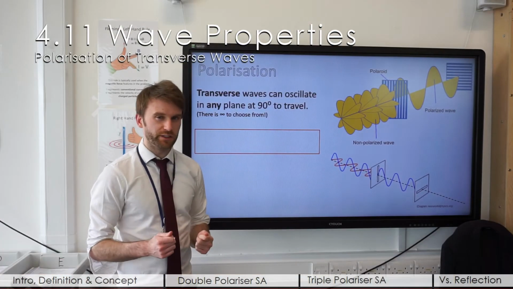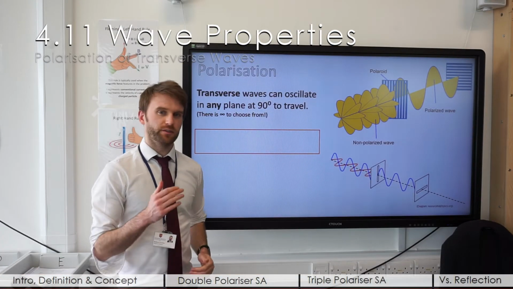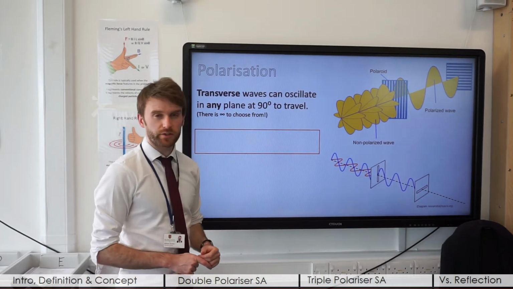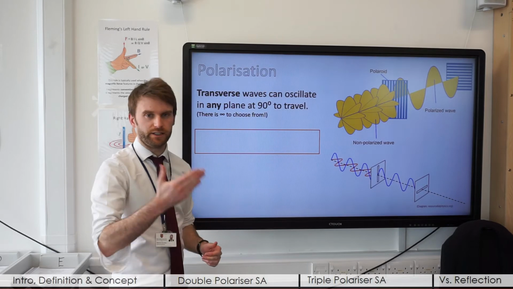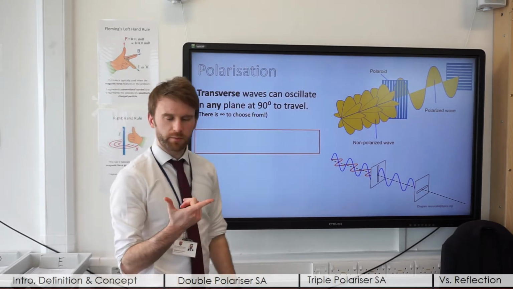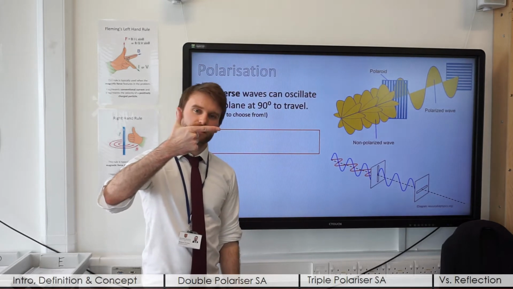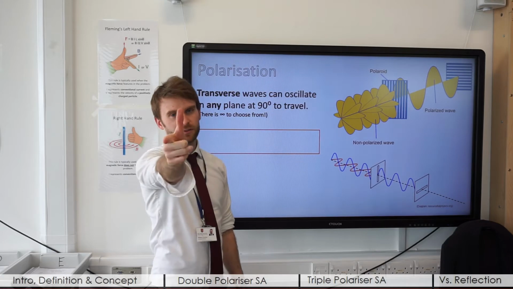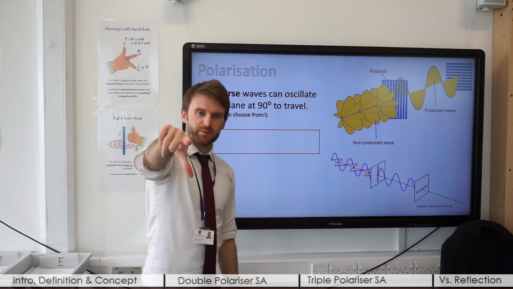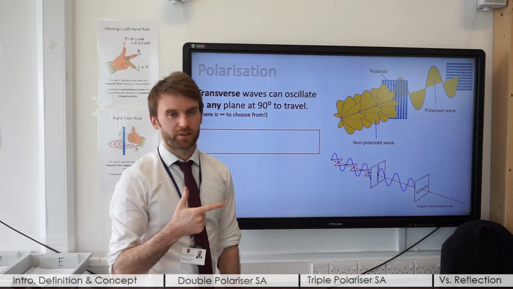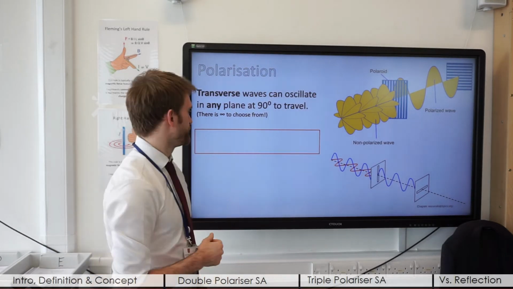Polarisation is a really new idea, and it's very, very interesting. Transverse waves are special because they oscillate at 90 degrees to the direction of travel. It's important to remember that when you have two things at 90 degrees to each other, there is actually an infinite number of different angles and an infinite number of different arrangements that you could take whilst those things are still at 90 degrees. Three-dimensional space is cool.